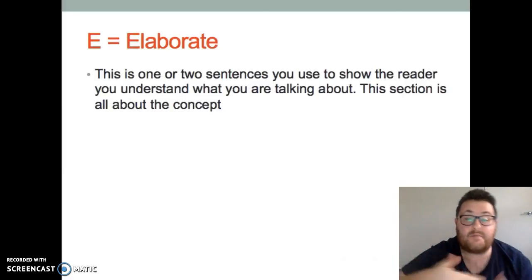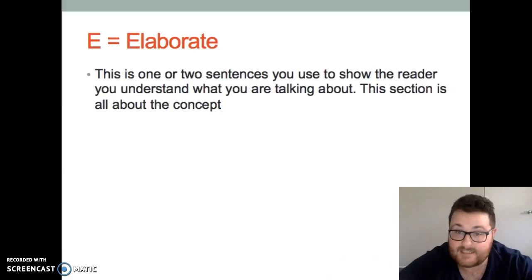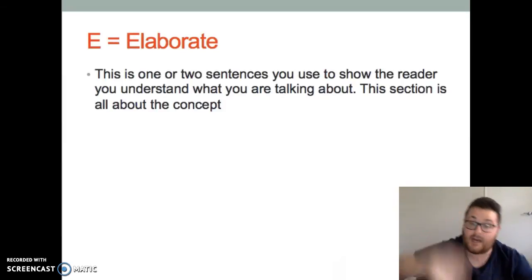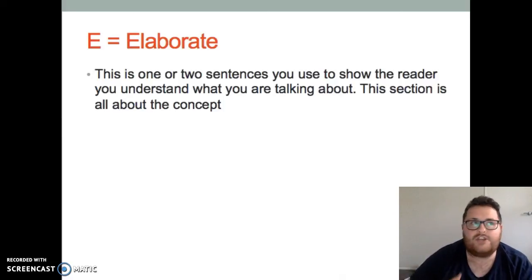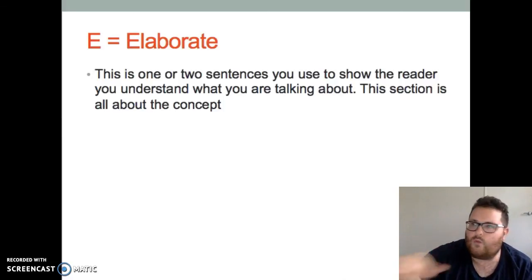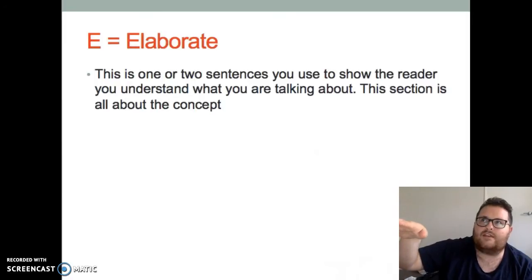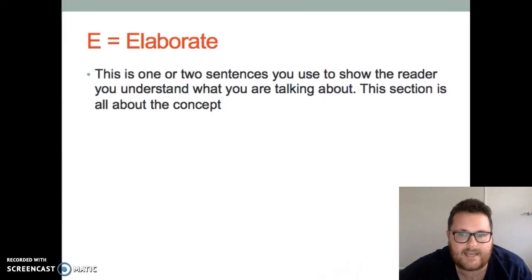After you've given your thesis, give a bit of an elaboration. It's one to two sentences to show the reader you understand what you're talking about. This section is all about concept, and it's all about conceptual understanding. You don't actually have to have a large thing. It can just be one sentence to show that you understand what you're talking about, to show that there are complexities in what you're trying to say.